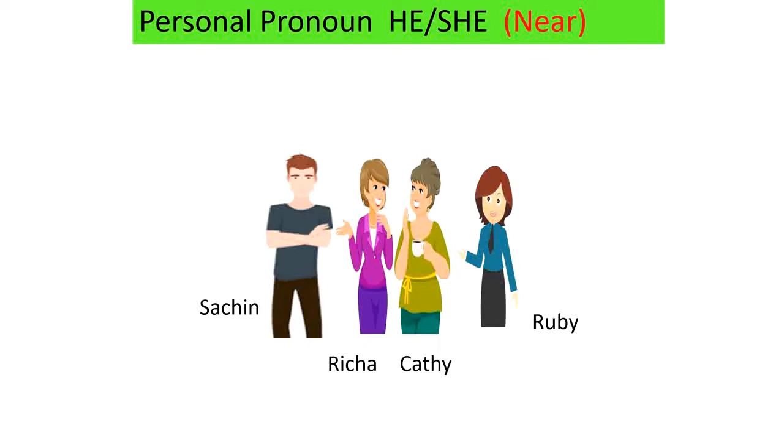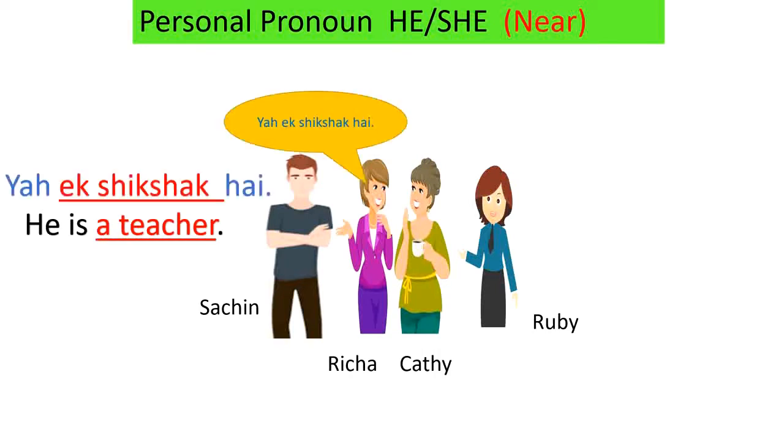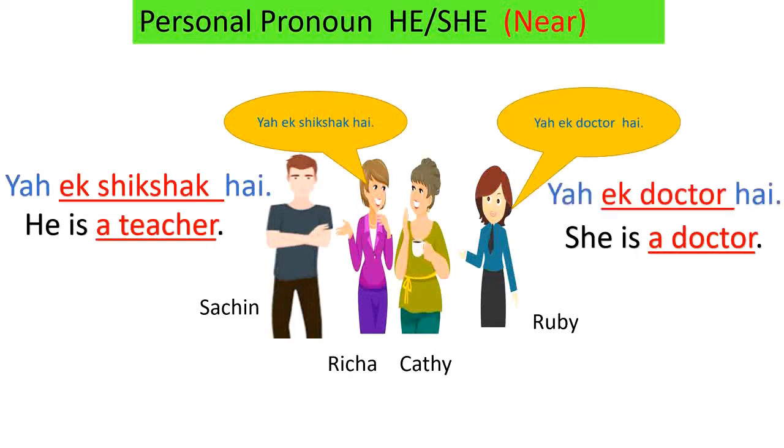Let us learn to speak some more sentences about a person who is near. He is a teacher. In Hindi, it will be yah ek shikshak hai. One more example. She is a doctor. In Hindi, yah ek doctor hai. Observe, yah is used for masculine and feminine both if they are near.